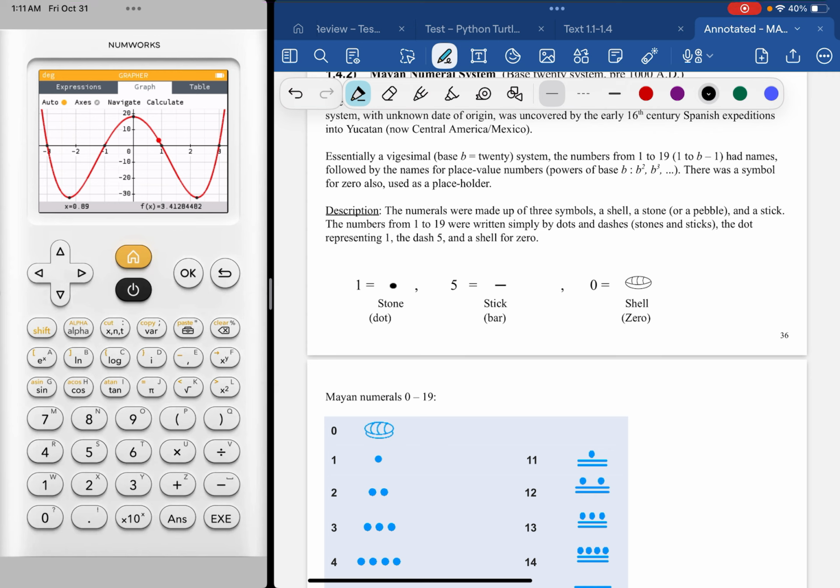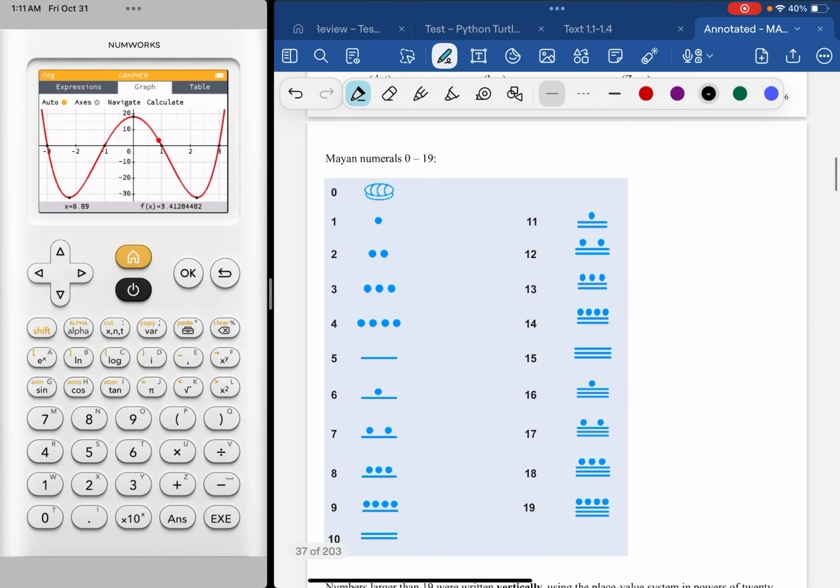All right. So for the numerals from 0 to 19, you get your shell for zero, up to four dots for numbers one, two, three, four, and then everything after that is just some combination of horizontal lines and dots. So five is a horizontal line. A horizontal line and one dot would be six. Two dots would be seven, and so on.